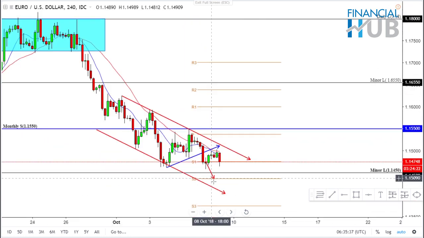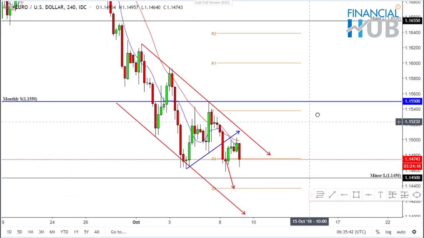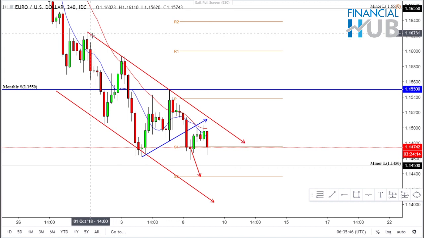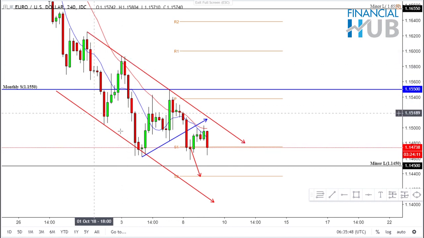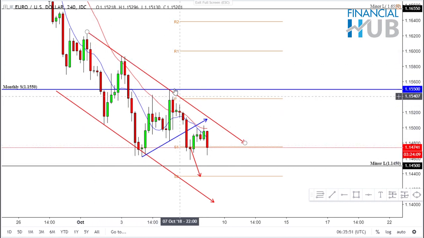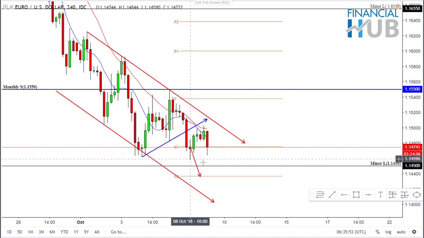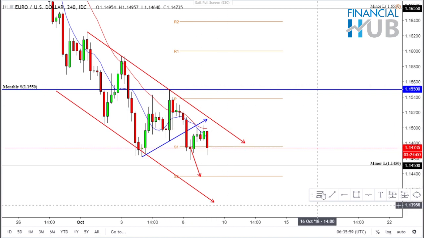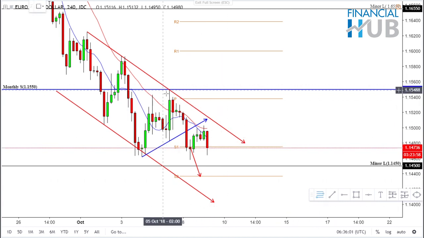And if I go down to the 4-hour time frame, yeah, I have this channel. The euro has been really respecting this channel, trading lower and lower. So you can see lower high, lower high, lower low, lower low. And then we had the third lower high. Then we made a lower low, but not a really lower low. Then it came back higher.